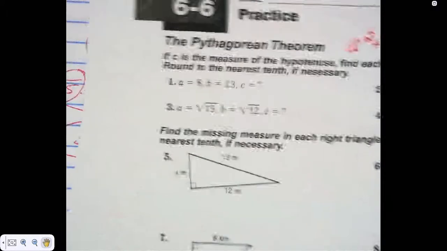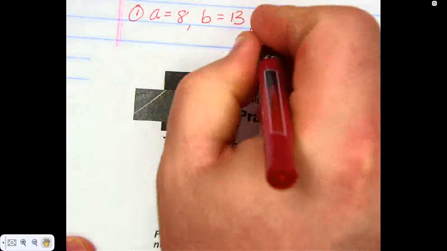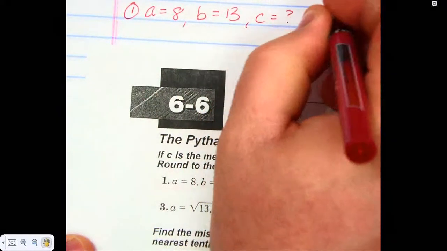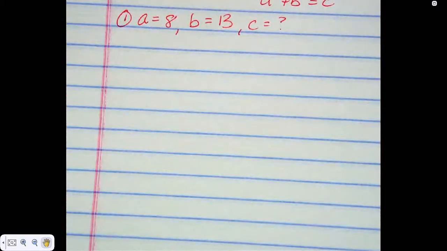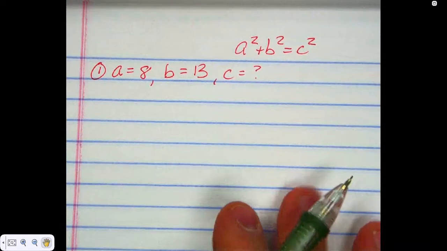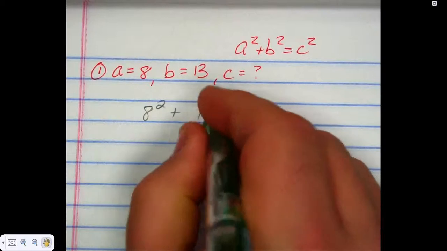Okay, I tell you what I'm going to do is I'm going to use a regular sheet of paper so I have more room and can make it a little bigger. Okay? On number 1, they said what? A was equal to what? And B is equal to? And they want to know what C is. All I'm going to do is put what in for A? What am I going to put in for A in this case? 8 squared plus 13 squared equals.